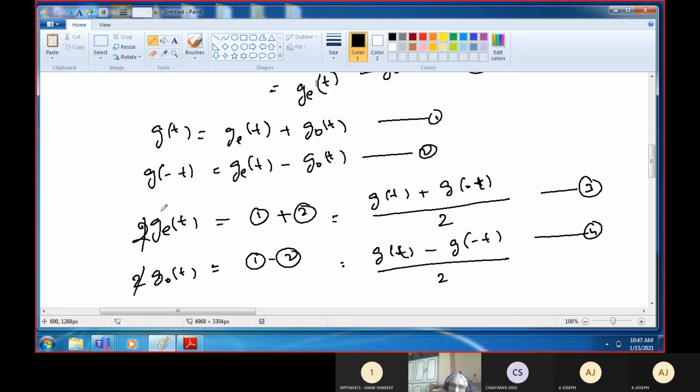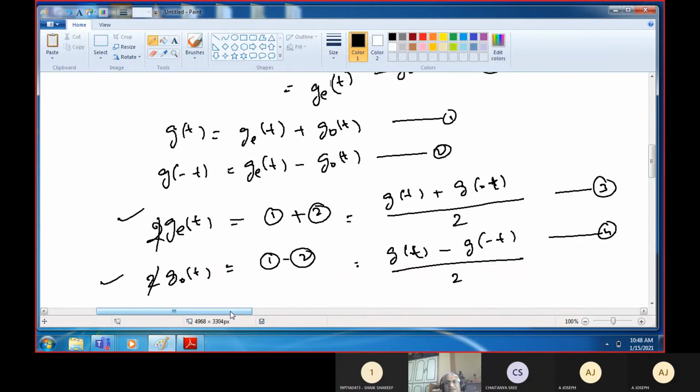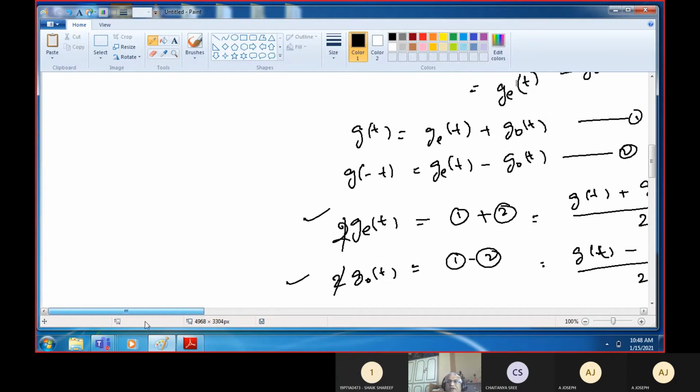So if I want the even part from a function g(t), what should I do? I should simply write 2 functions. One is g(t) as it is, then replace t with minus t and generate the second function, and then add both of them, divide by 2. If I want the odd function, I should replace t with minus t, subtract from g(t), and then divide by 2. So when I do that, I can separate the even function from the odd function. Is it not? It looks so simple. Is it not?